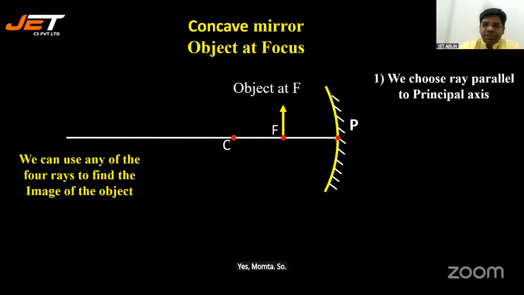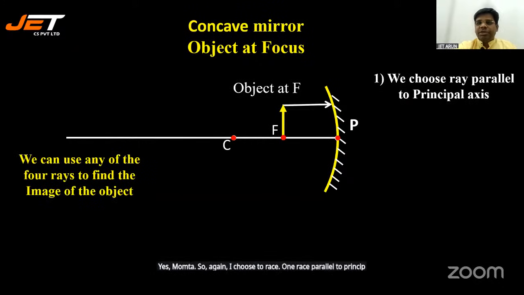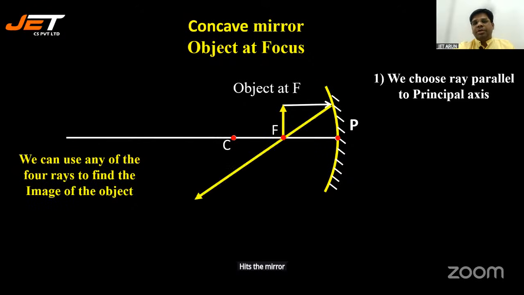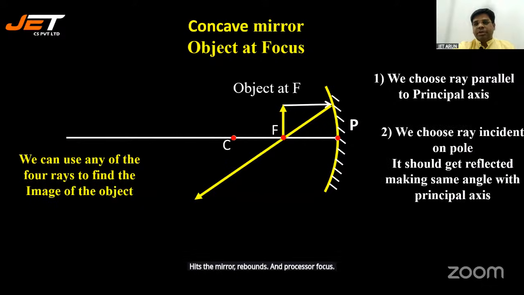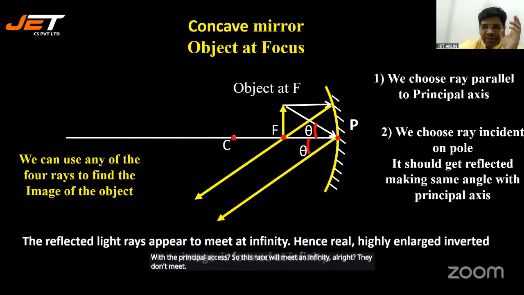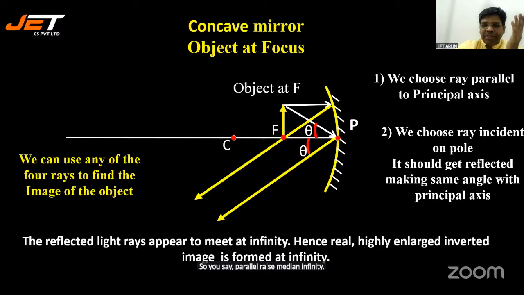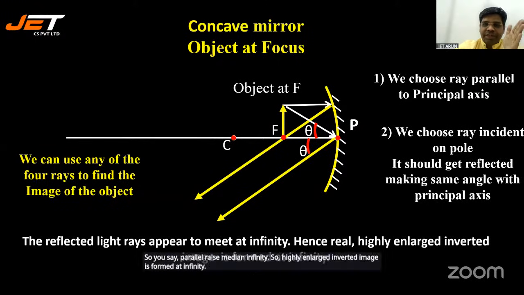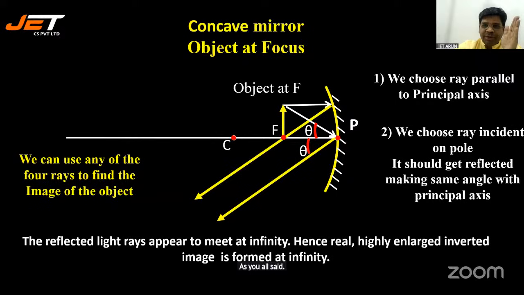So again, I choose 2 rays. One ray is parallel to the principal axis, hits the mirror, rebounds, and passes through the principal focus. Now, I'll choose a ray incident on the pole of the mirror. It will get reflected, making the same angle with the principal axis. So these rays will meet at infinity. They don't meet, so we say parallel rays meet at infinity. So a highly enlarged inverted image is formed at infinity, as you all said. All right. Now let's see what is the next case.